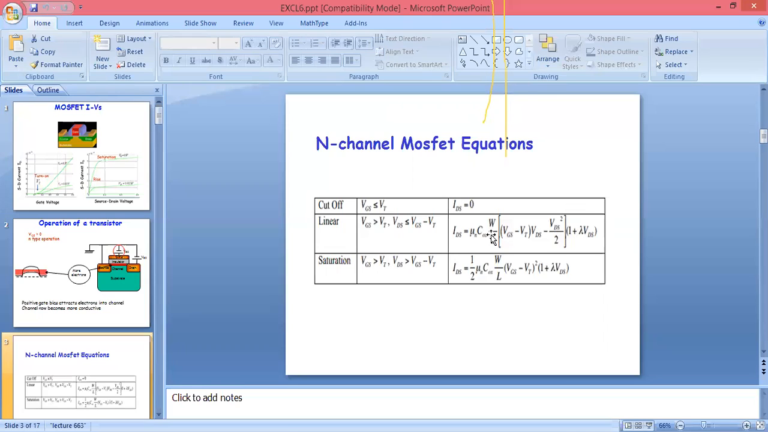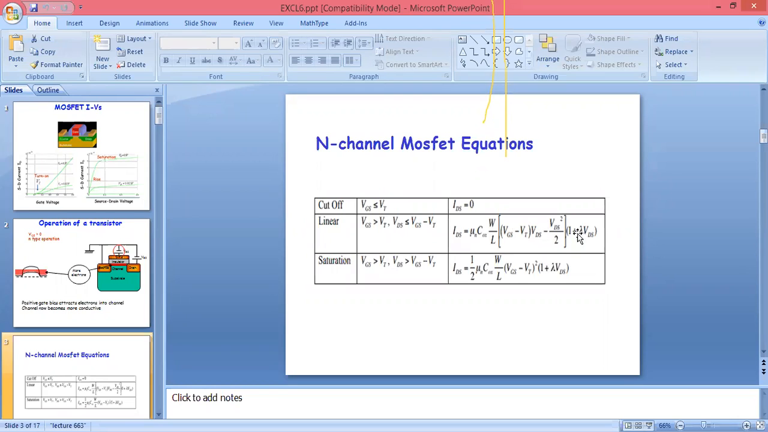This is nothing but the output current, and here VTH is the threshold voltage, and VGS is the gate to source voltage. COX is the oxide capacitance. W is the channel width. L is the channel length.